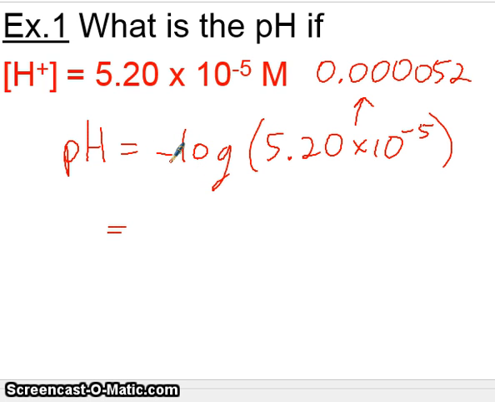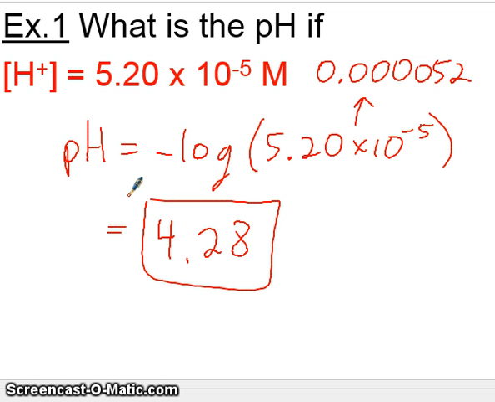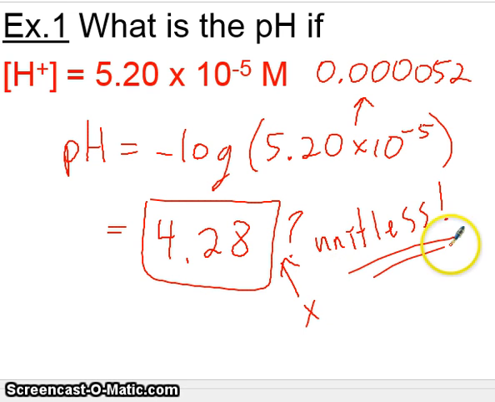So let's go ahead and do 5.20 times 10 to the negative fifth. Take the log of that and take the negative. You should get yourself an answer that looks like this. 4.28 is the pH. Now, what are the units? There actually are no units. Unitless.